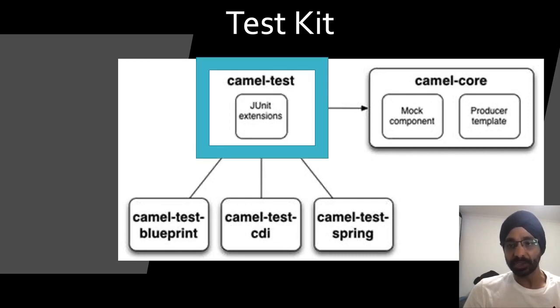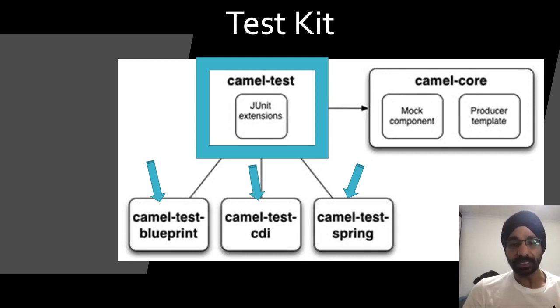The Camel test jar can be used for testing standalone Camel applications. Testing Camel in other environments requires a specialized Camel test module. For OSGI blueprint testing, you should use Camel test blueprint. For CDI testing, use camel-test-CDI. And for Camel with Spring, use Camel test Spring.